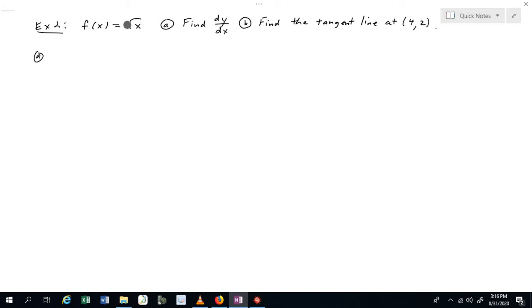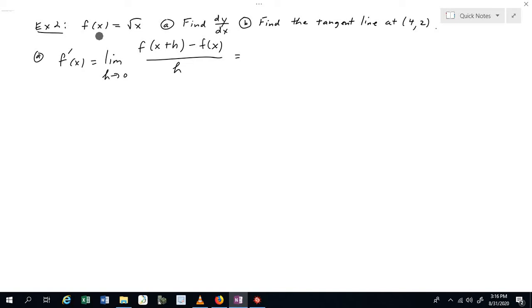Okay, so let's find the derivative of this function. Now remember, the definition of the derivative of f of x is a limit. It's the limit as h goes to 0 of f evaluated at x plus h minus f evaluated at x, all divided by h. Okay, so let's start with this. So I'm evaluating this function at this number x plus h. And so what's going to come out when I plug this into the function?